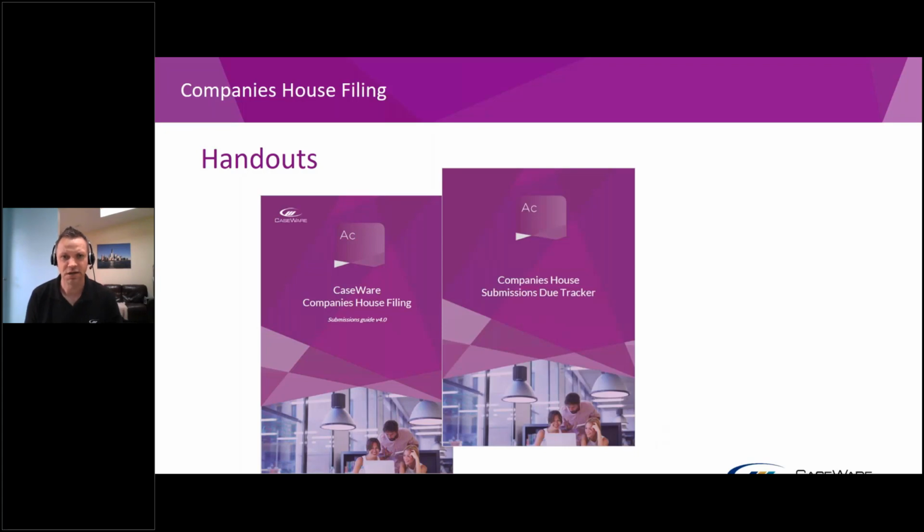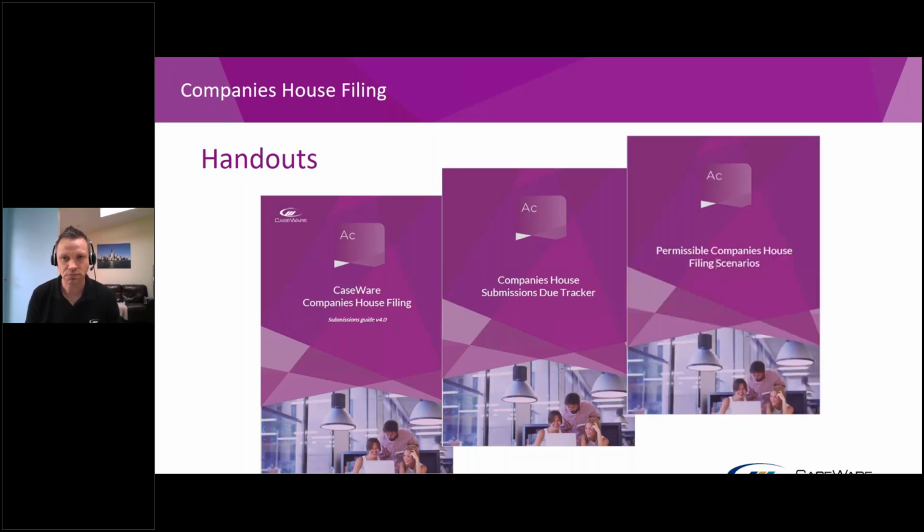We also have a guide to our submissions due tracker, which I will touch on later on during the broadcast. A Companies House submissions tracker is a very useful way of tracking all of your engagements to see whether they have indeed been submitted or not. And then finally, we also have our permissible Companies House filing scenarios. That's again something that we can look at later on during my slides just now to see which types of accounts we can actually file through CaseWare.